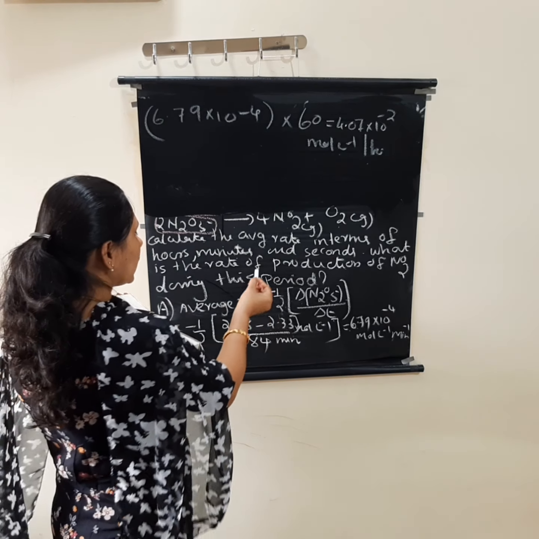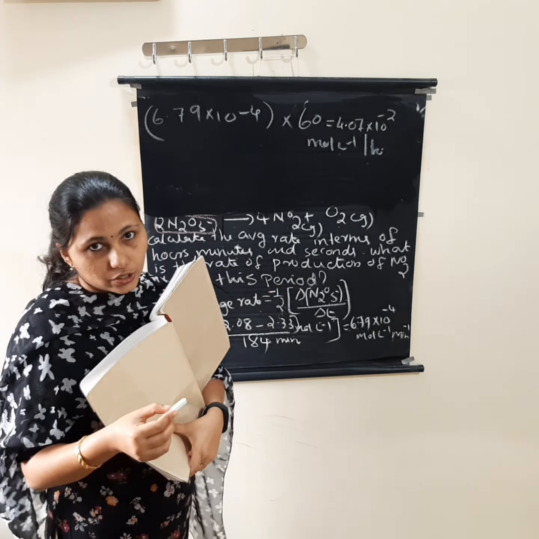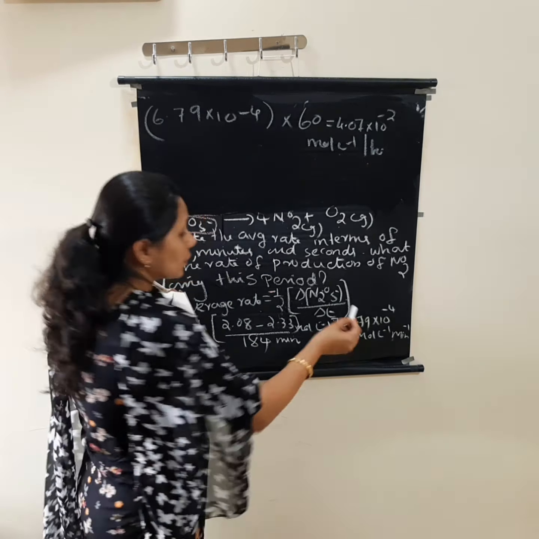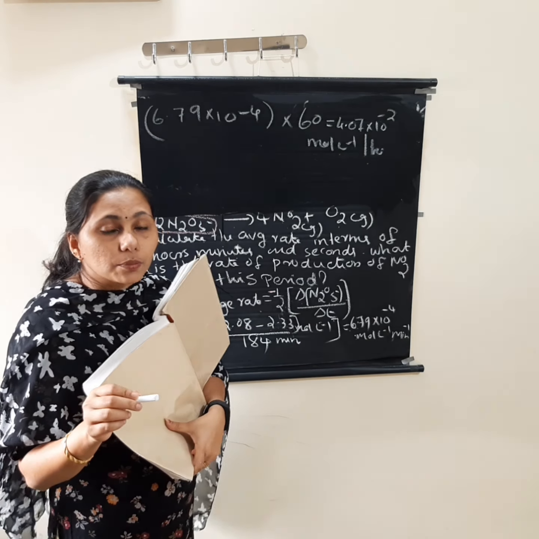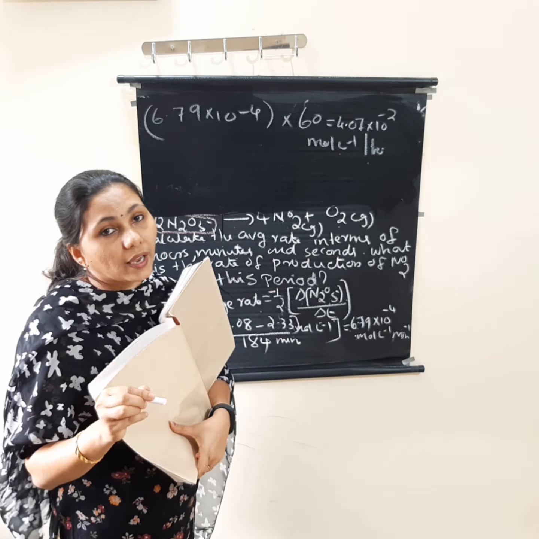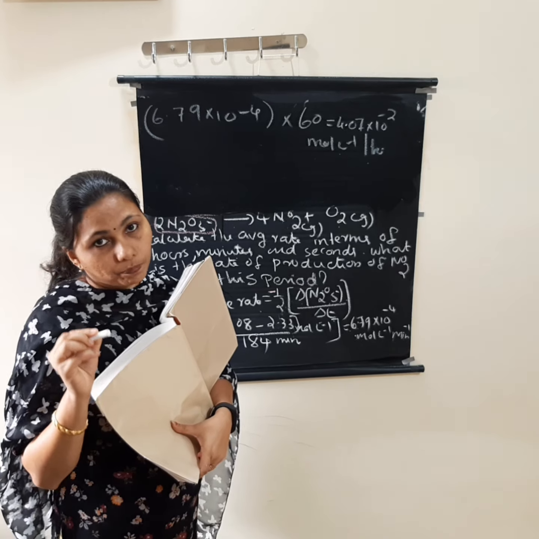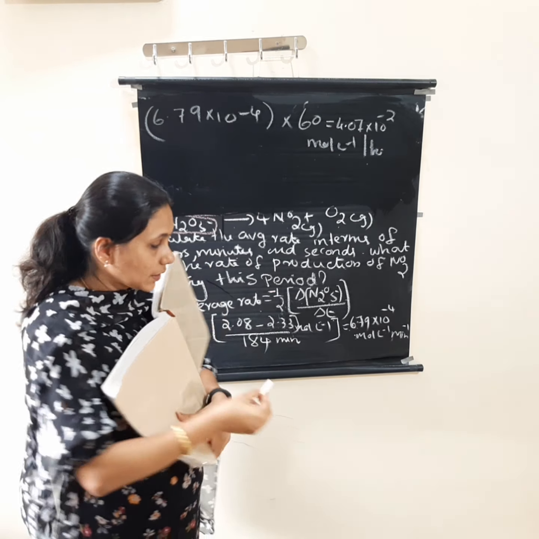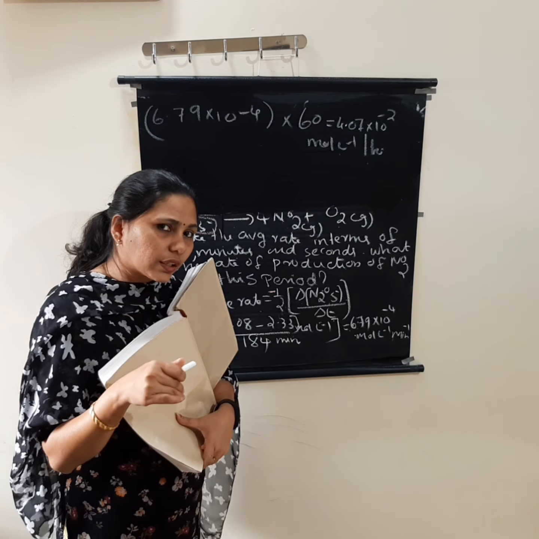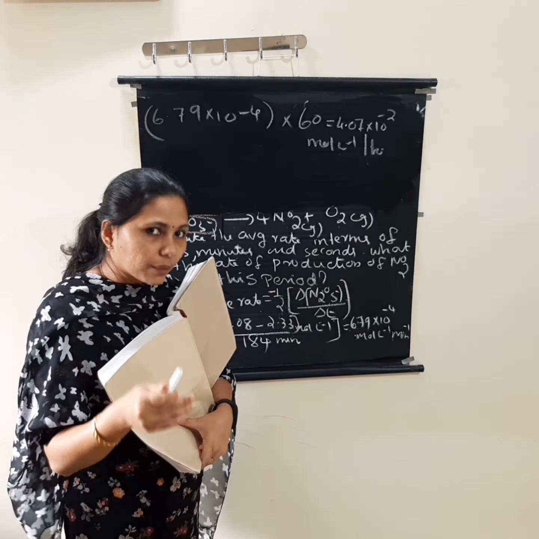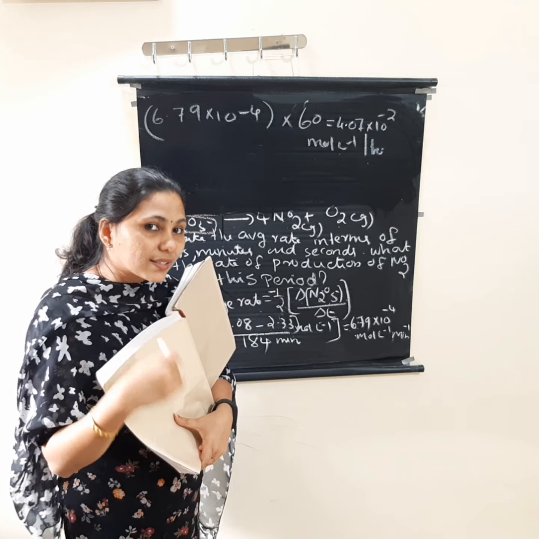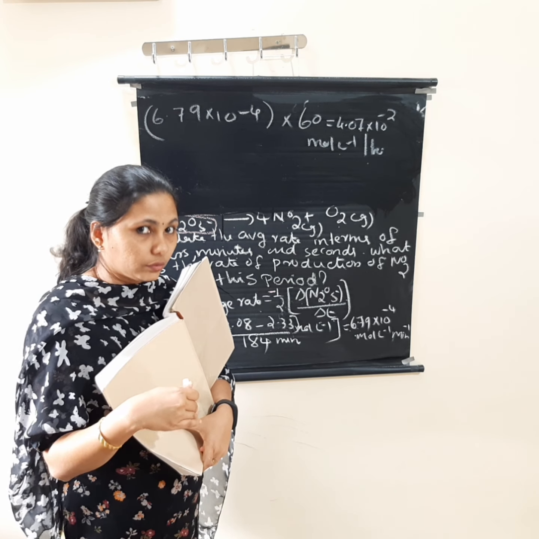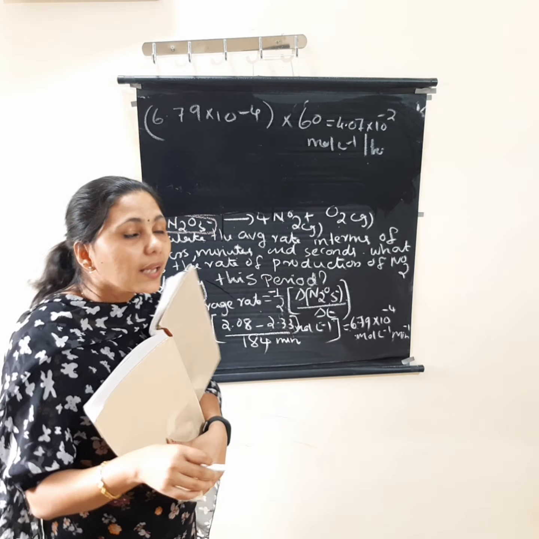Then one more question is there: we have to find it in seconds. In minutes this much was there. In seconds, we have to divide by 60. The rate in 1 minute is this much, so for 1 second, we divide by 60.